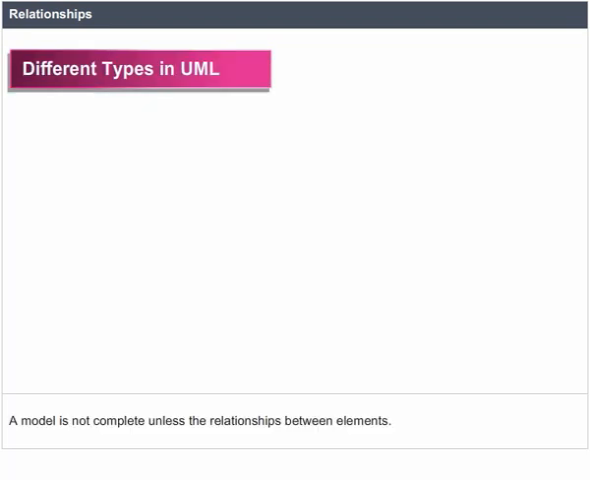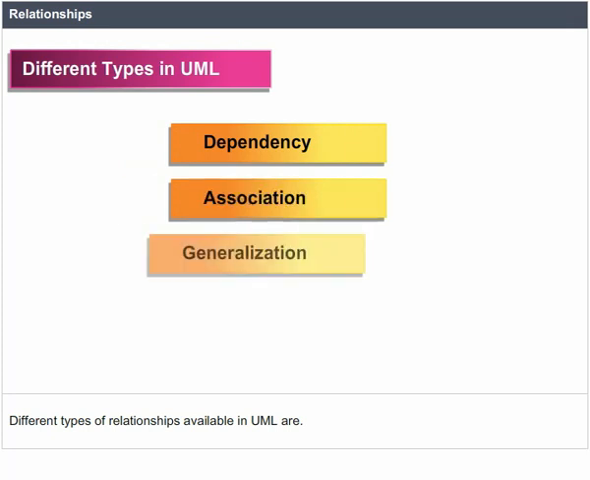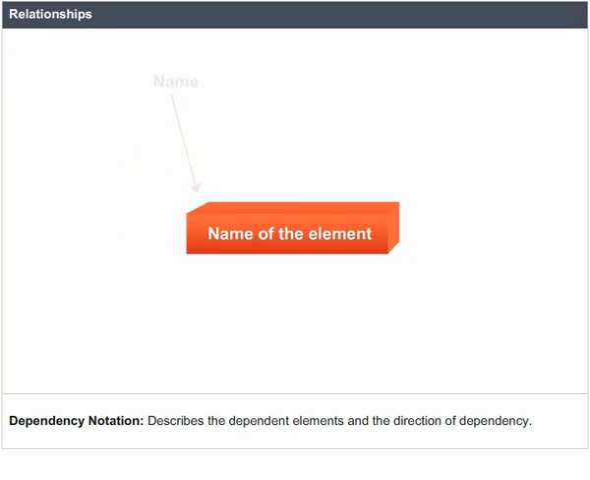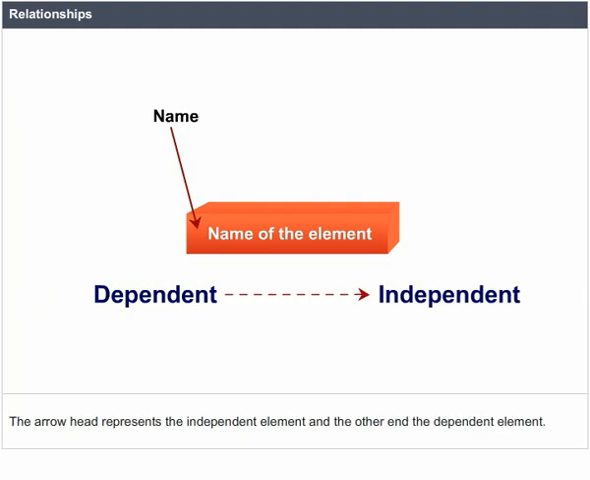Relationships. A model is not complete unless the relationships between elements are shown. The different types of relationships available in UML are dependency, association, generalization, extensibility. Dependency notation describes the dependent elements and the direction of dependency. Dependency is represented by a dotted arrow. The arrowhead represents the independent element and the other end the dependent element.